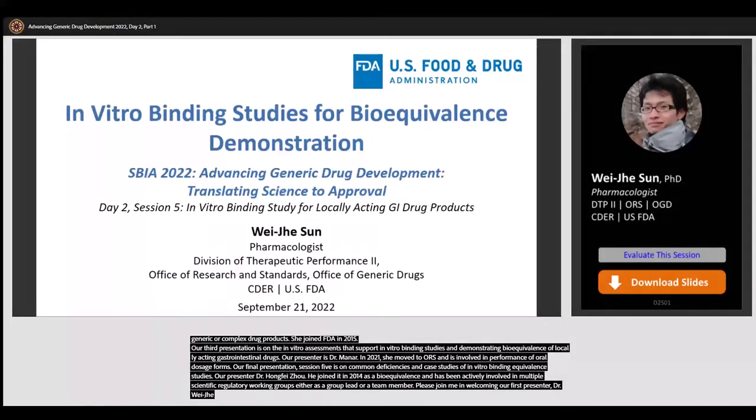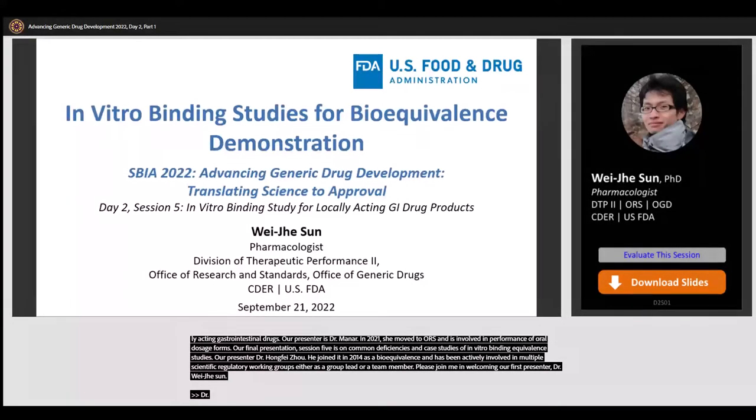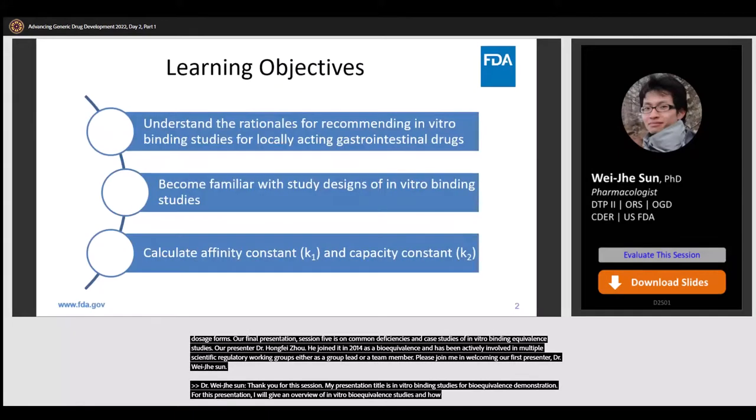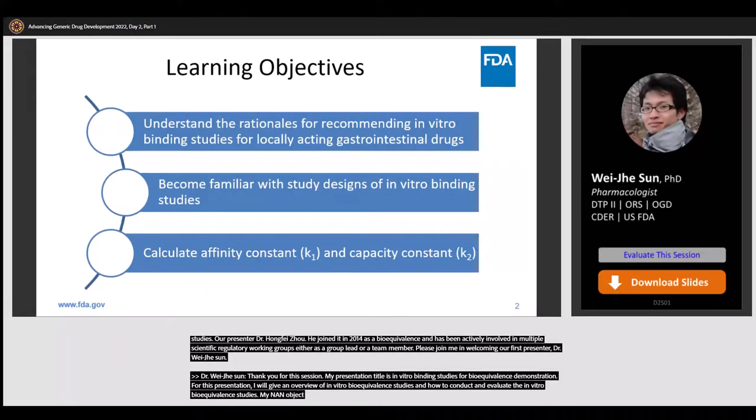This section is in vitro binding study for locally acting GI drug products. My presentation title is In Vitro Binding Studies for Bioequivalence Demonstration. For this presentation, I will give an overview of in vitro binding studies and how to conduct and evaluate in vitro binding studies. The learning objective is that the first one is to understand the rationales for performing in vitro binding studies for locally acting GI drug products for bioequivalence demonstration.